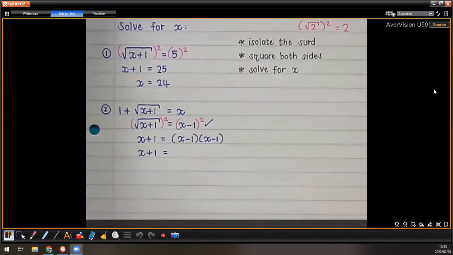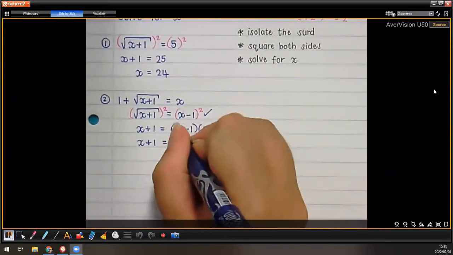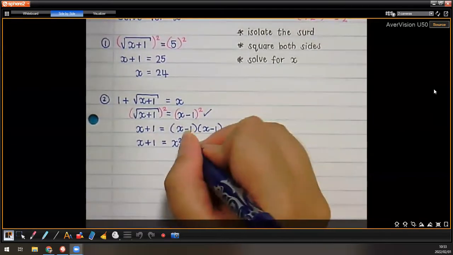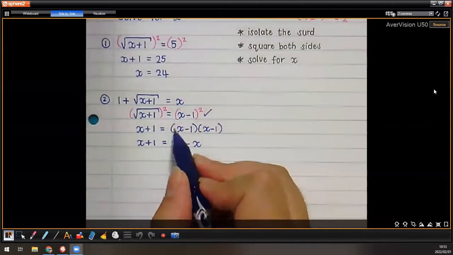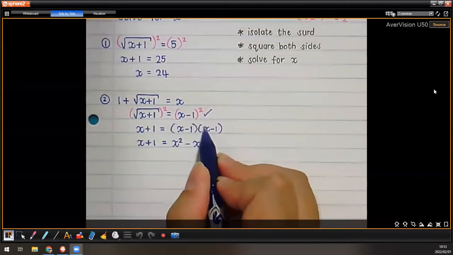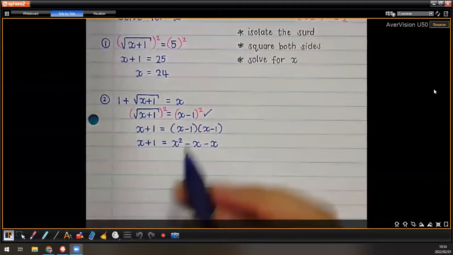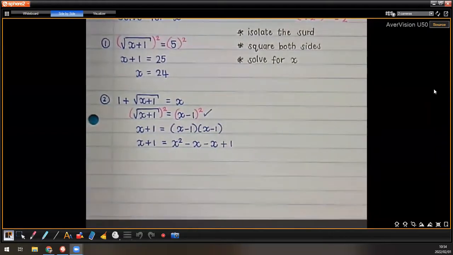We need to FOIL these brackets out. X times x is x squared. X times negative 1 is negative x. Those are the outers, right? Let's do the inners. Negative 1 times x again is negative x. And negative 1 times negative 1 is positive 1.